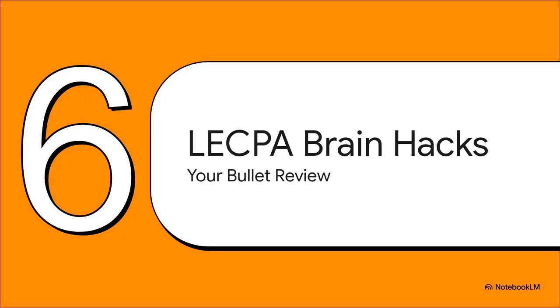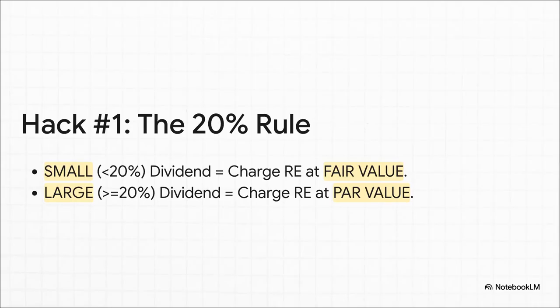Okay, let's bring it all home now. I'm going to give you 4 takeaways that are absolutely non-negotiable. These are your brain hacks to crush any question on this topic when you're sitting for the board exam. Brain hack number 1 is, you guessed it, the 20% rule. Just say this to yourself: small is fair, large is par. Small dividends use fair value, large dividends use par value. This is probably the most tested concept from this whole topic, so you have got to know it cold.